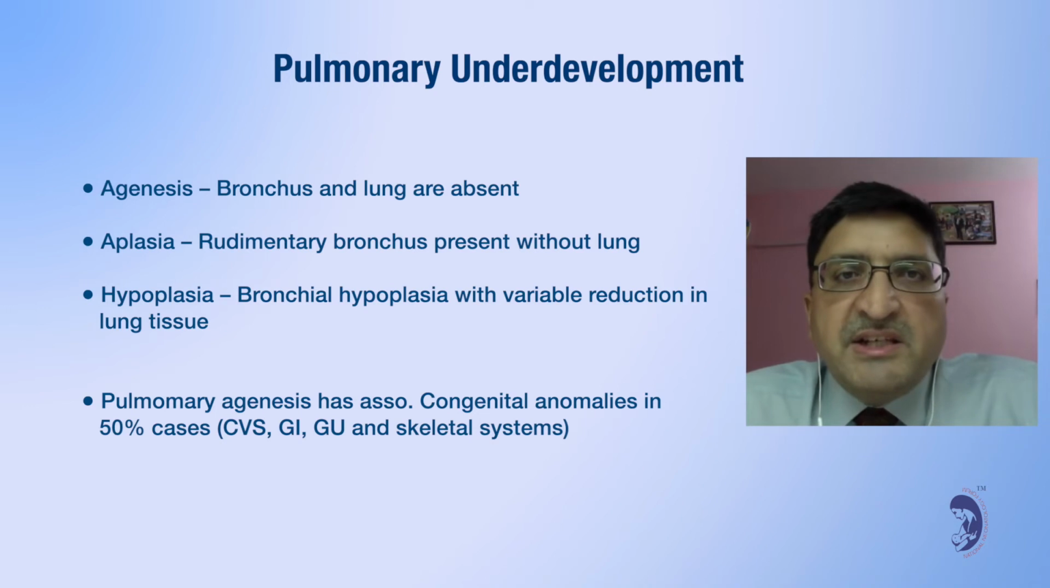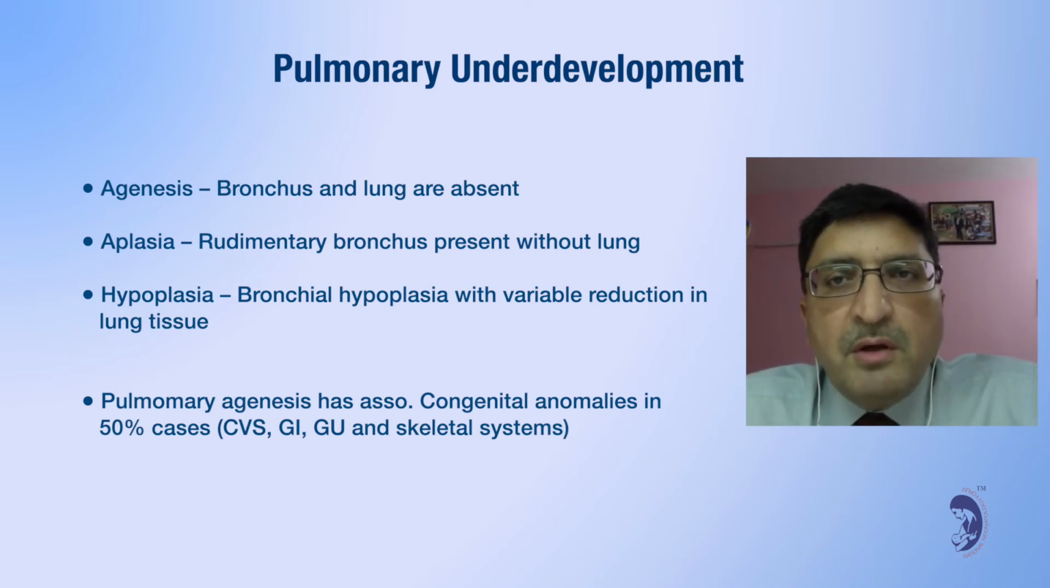Now, in pulmonary agenesis, the bronchus and the lung are both absent. In pulmonary aplasia, a rudimentary bronchus is present without any lung. In pulmonary hypoplasia, there is bronchial hypoplasia with variable reduction in the lung tissue.